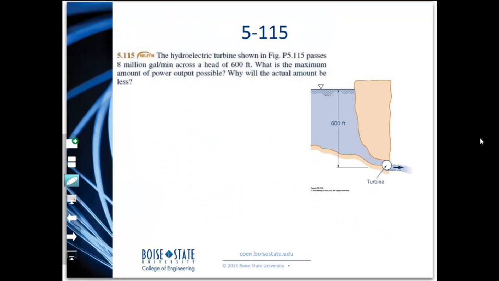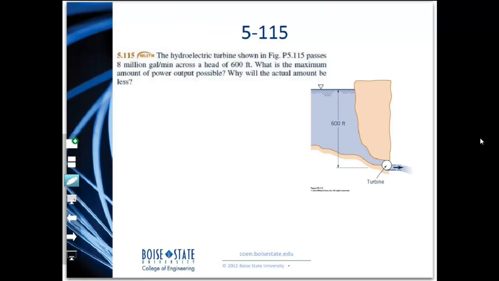Now let's look at some more problems. If you remember, towards the end of the chapter we talked about the energy equation, and let's look at some problems where we have to apply the energy equation. You're given the hydrostatic turbine shown in the figure here that passes 8 million gallons per minute across a head of 600 feet, and you're asked to find out what is the maximum amount of power output possible and why the actual amount will be less. That's what you're asked to find in this problem.